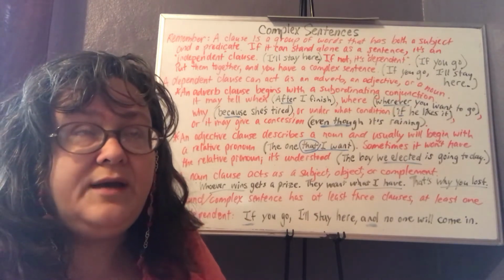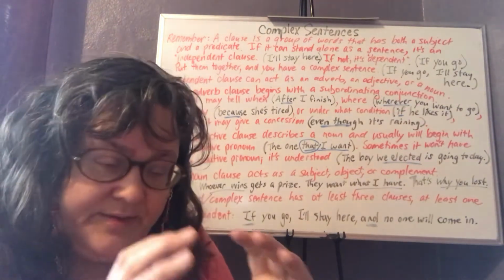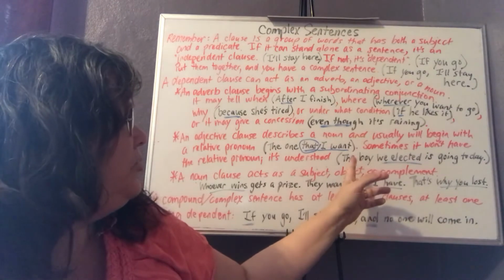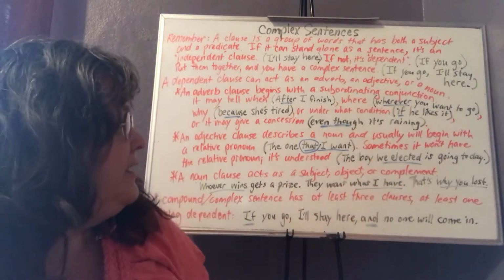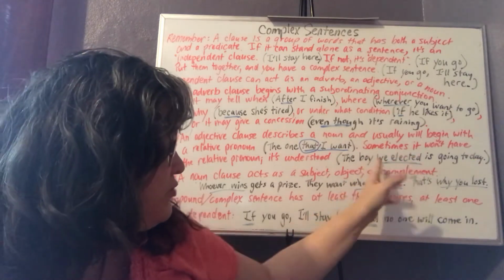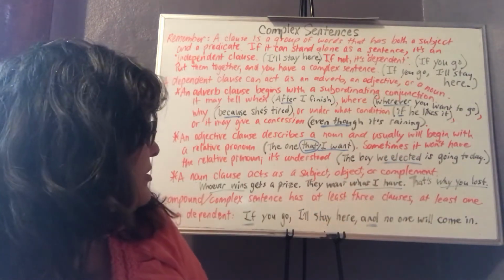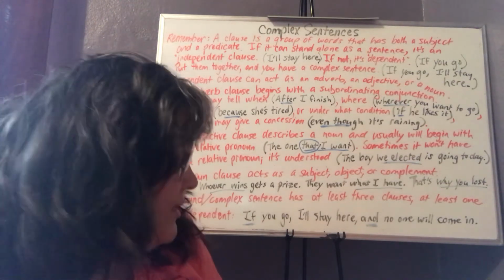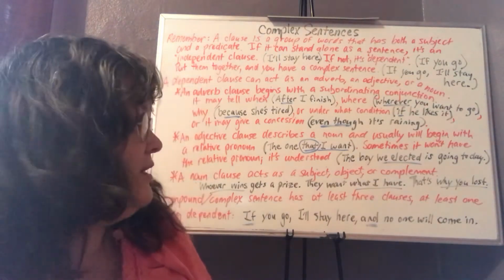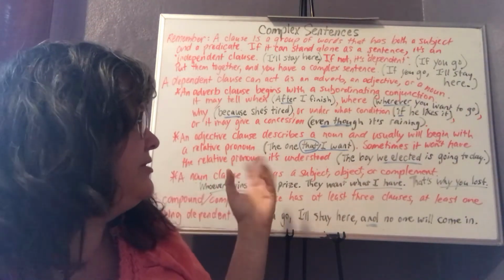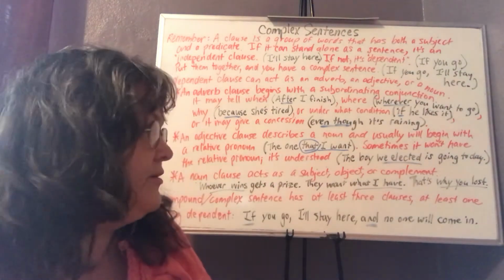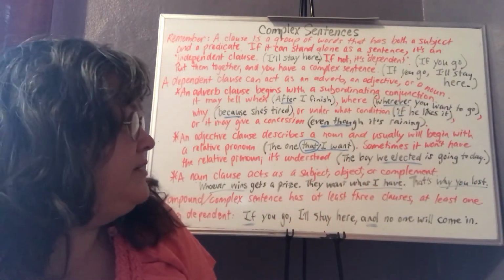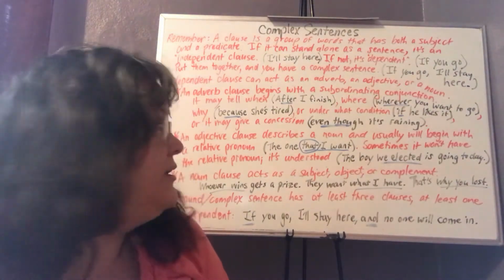Sometimes, if you just look at a thing in itself, it might look like an independent clause. Like this. The boy we elected is going today. That dependent clause, we elected, does not have a relative pronoun. It's kind of understood. I could say the boy whom we elected, but in English many times we eliminate the relative pronoun just to make it easier and less awkward to say. The boy we elected is going today. We elected is acting like an adjective telling which boy is going.